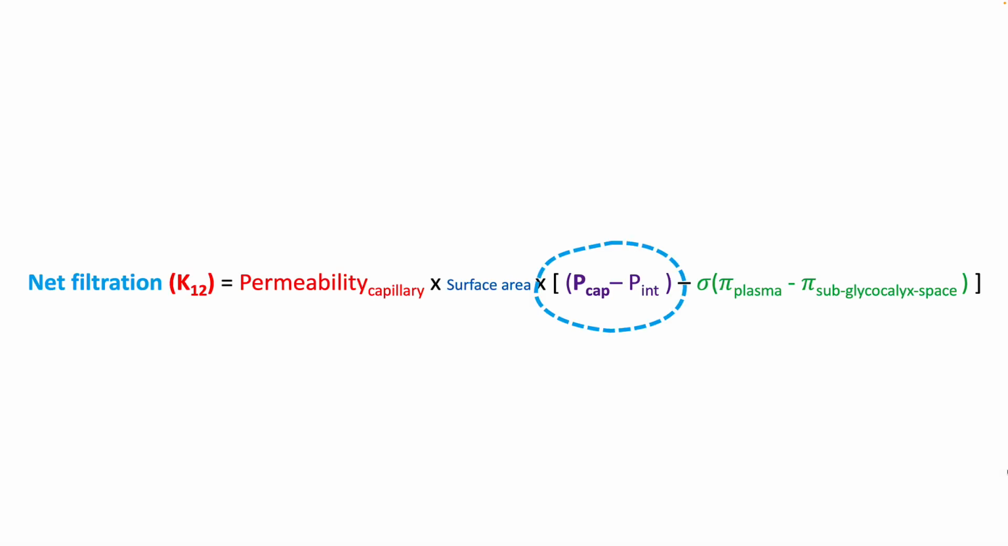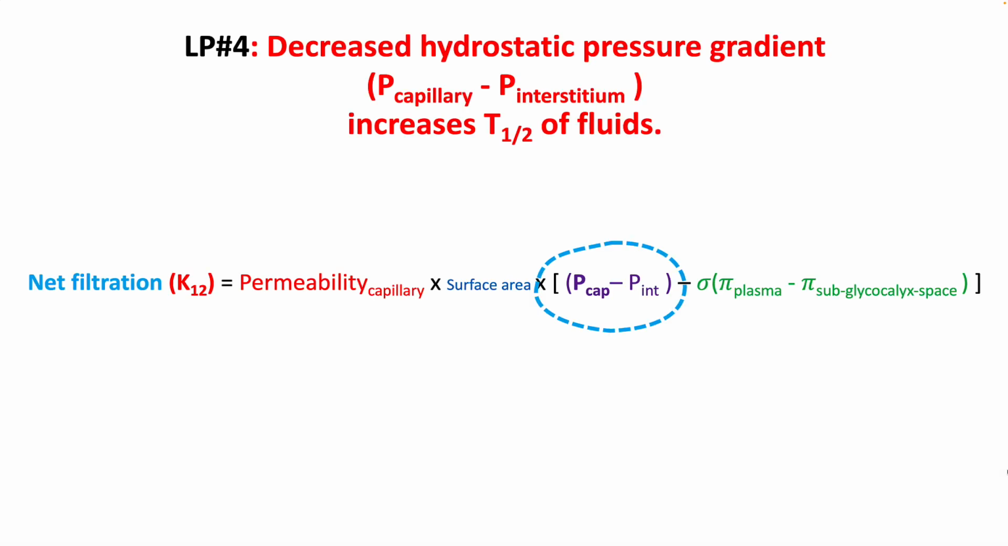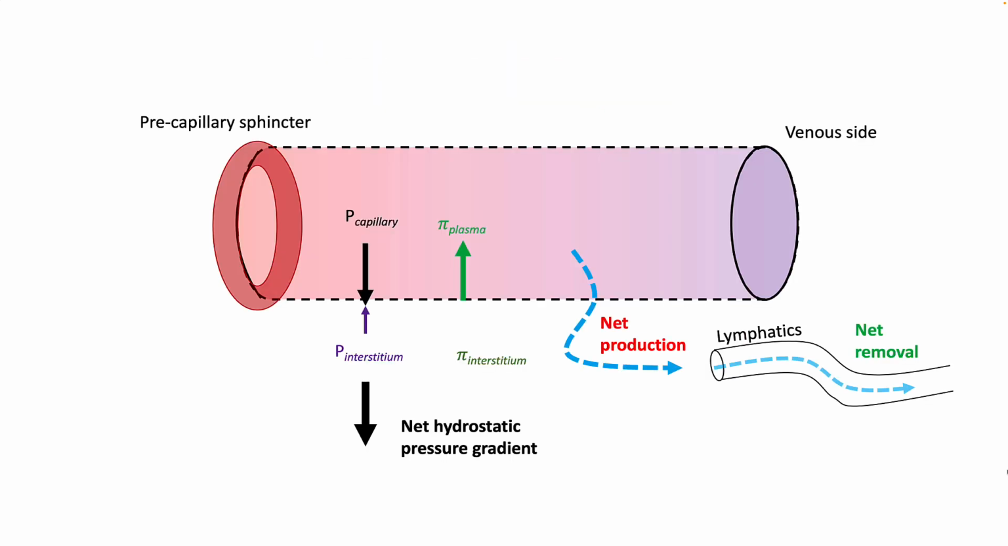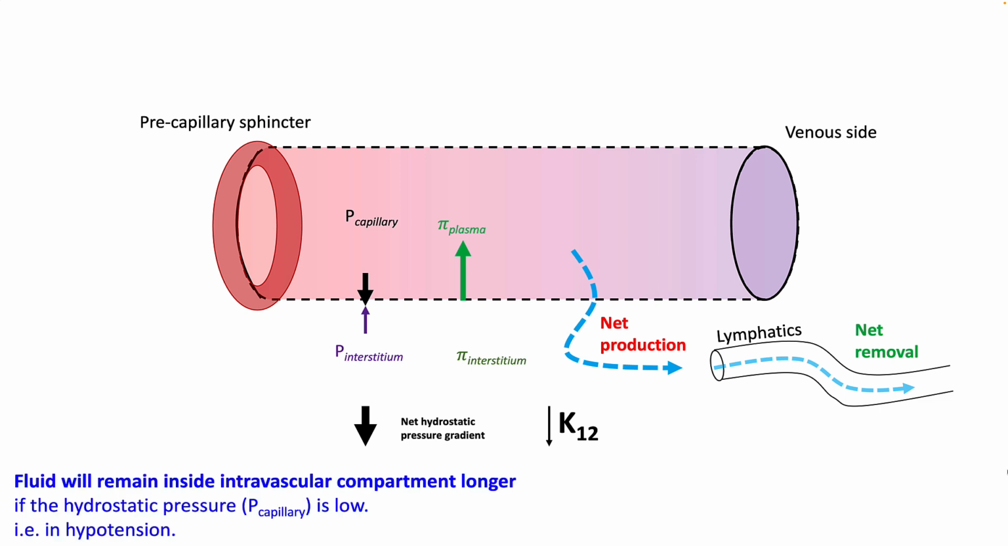Most important component is your hydrostatic pressure gradient. Decreased hydrostatic pressure gradient will increase the half-life of your fluids. To look at it visually, if your capillary pressure drops, your net hydrostatic pressure gradient will drop as well, and that will decrease the filtration rate. So fluid will remain inside the intravascular compartment longer if hydrostatic pressure in the capillary is low, which is seen in any hypotension.